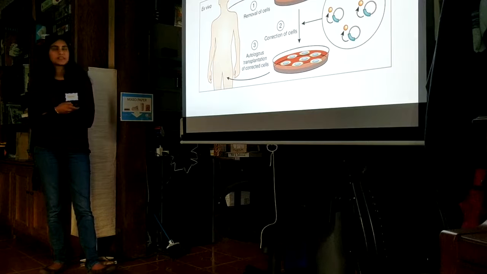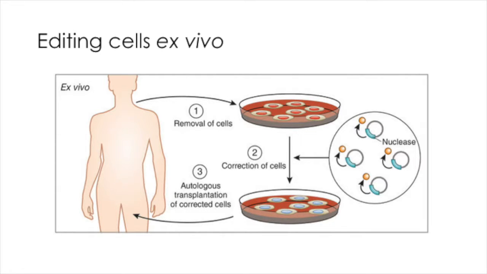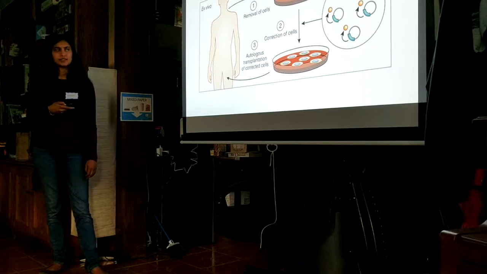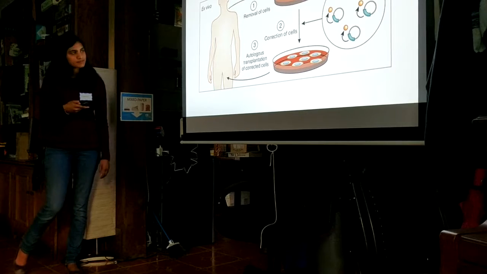One thing that's commonly done for using gene editing in therapies is that you edit the cells ex vivo, which means you take the cells out of the human body and you edit them, and then you transfuse back the ones that were successfully grafted. This only works for certain cell types.